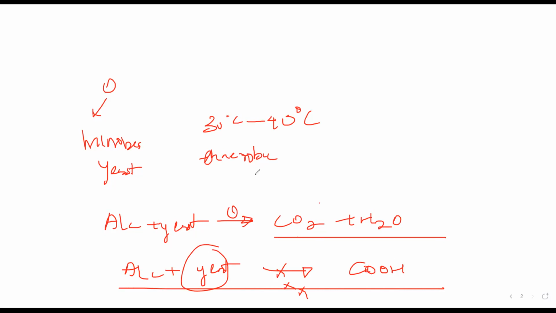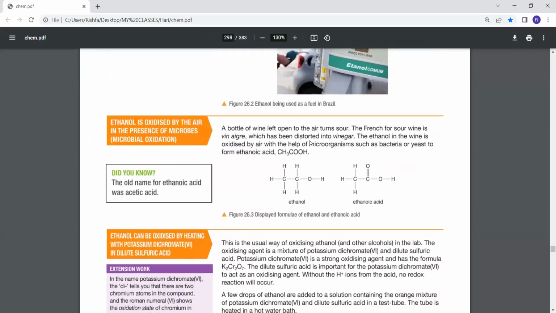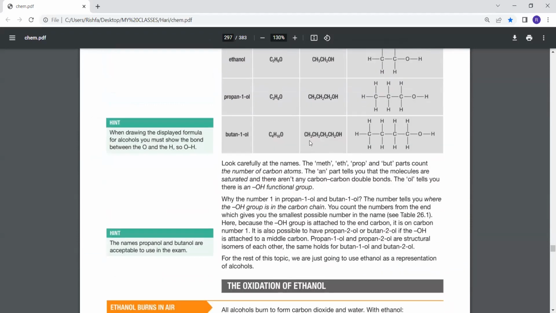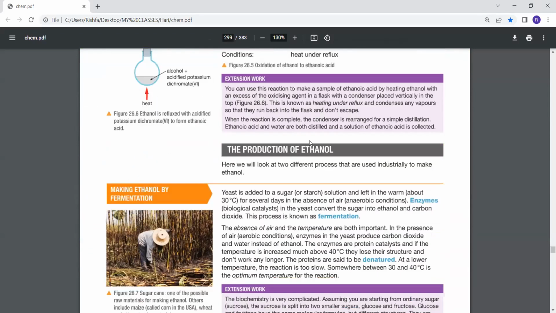And who provides the enzymes for this reaction to happen? Enzymes are present in the yeast. Okay, that is why we add yeast. And why should we have the temperature at 30 to 40 degrees Celsius? Because the reaction is controlled by enzymes, right? So there should be some optimum temperature for it to function. If it's too high, it can denature. Even if it's too low, the rate of reaction can be too low.